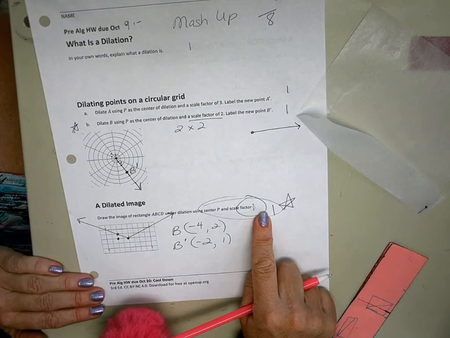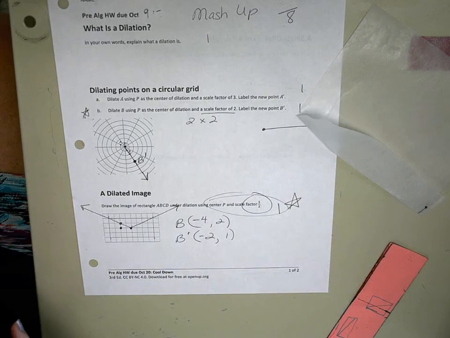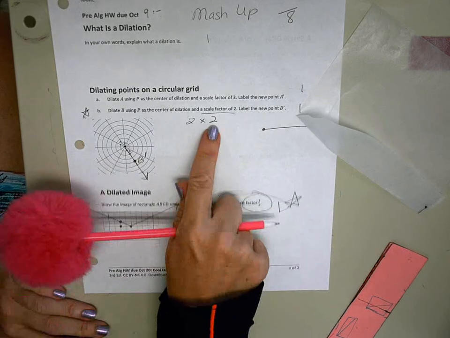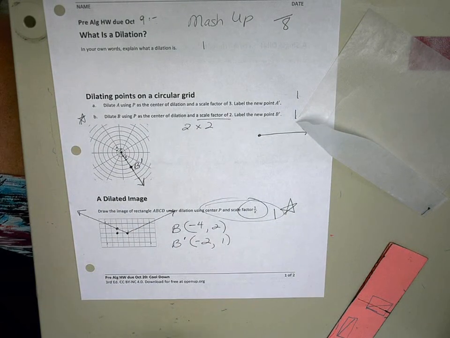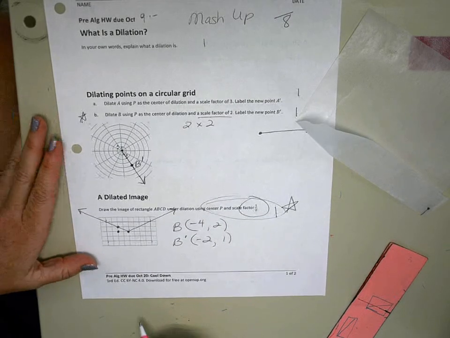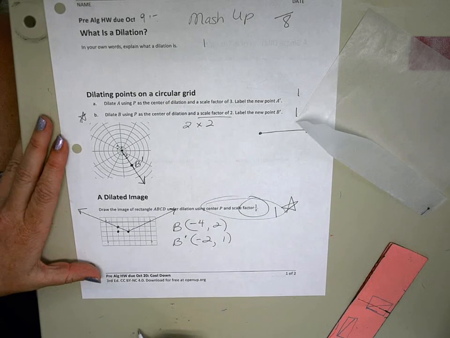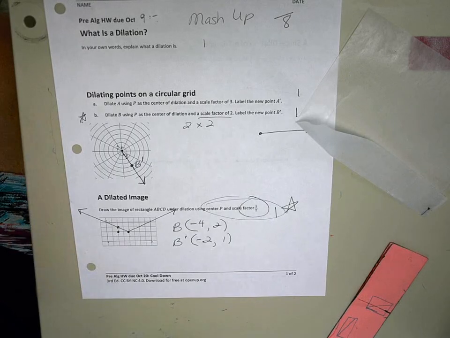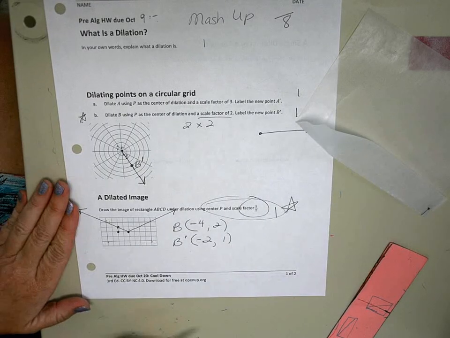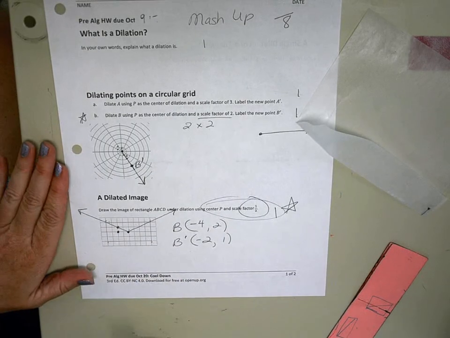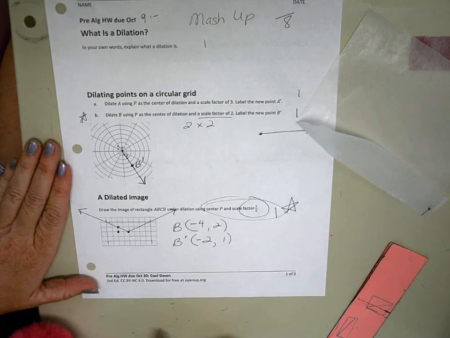Scale factor of 1/2 means it's going to be smaller. Scale factor of 2 means it's going to be larger. Scale factor of 1, well, any number times 1 is the number. So a scale factor of 1 would just mean that the shape would remain the same. Okay, I hope that helps.